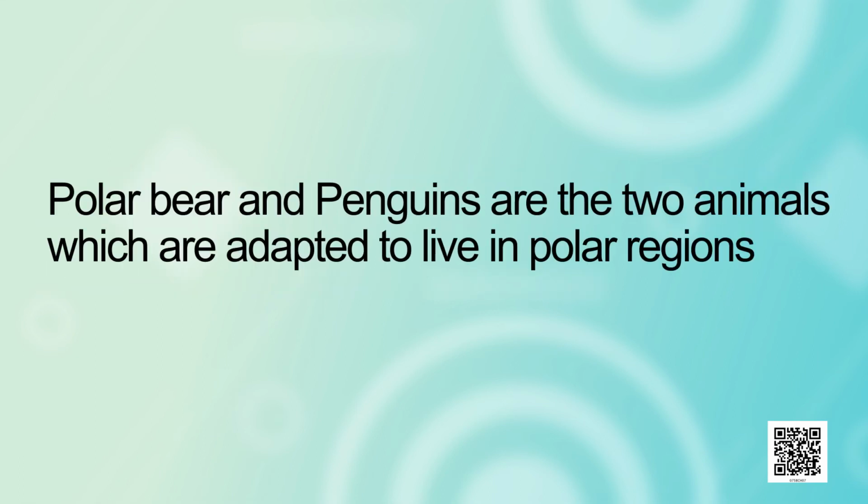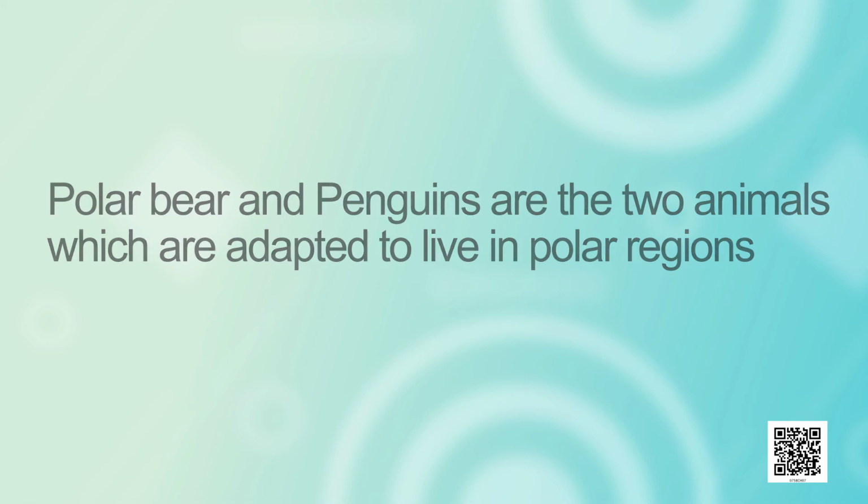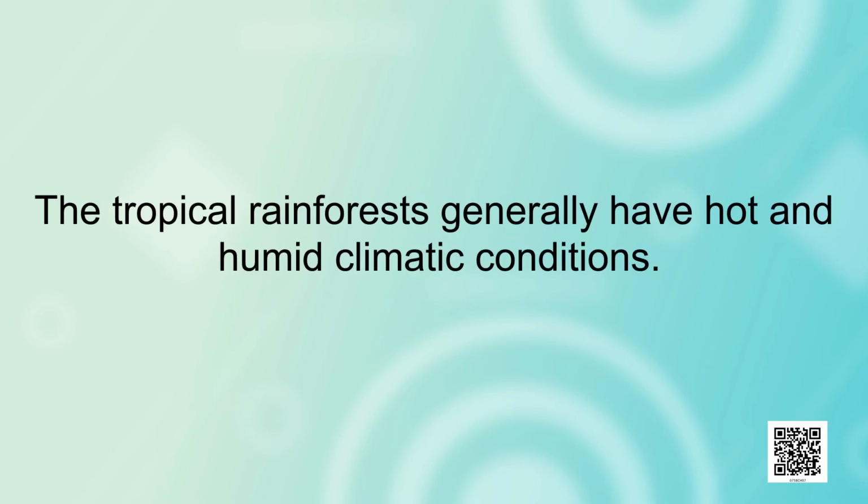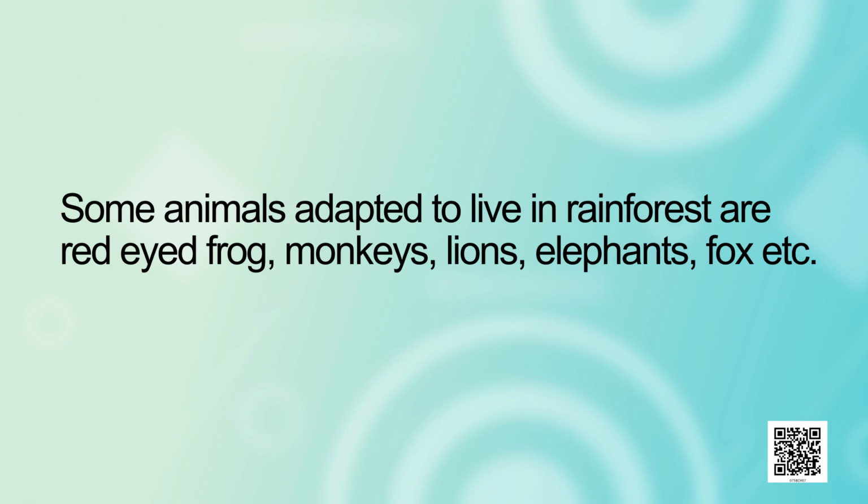Penguins and polar bears are the two animals which are adapted to live in polar regions. The tropical rainforests generally have hot and humid climatic conditions. Some animals adapted to live in rainforests are red-eyed frog, monkeys, lion, elephant, fox, etc.